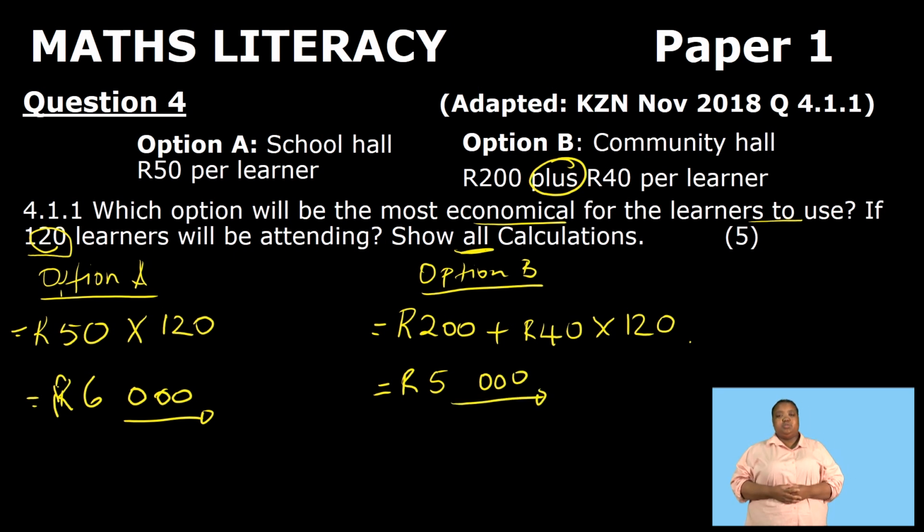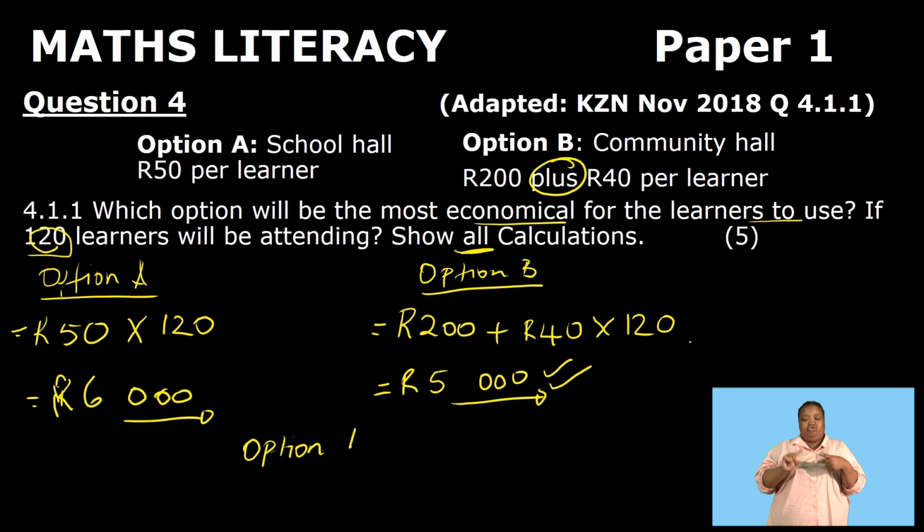So now, if 120 learners will be attending, we need to show which option will be economical or cheaper for the learners to use. Now, looking at option A and option B, we can say it is option B. So option B will be cheaper or economical because they'll be paying 5,000 and they'll be saving 1,000 from option A.